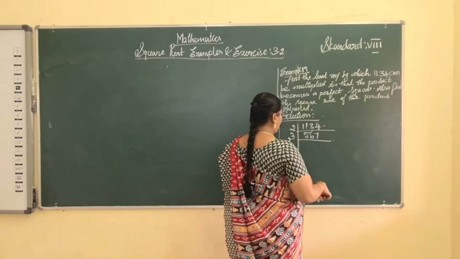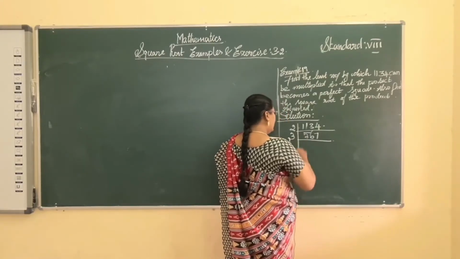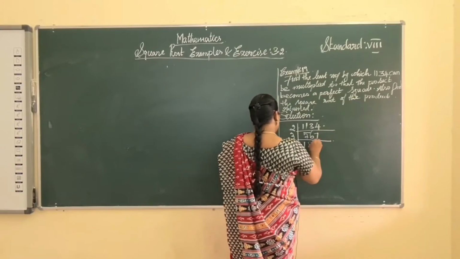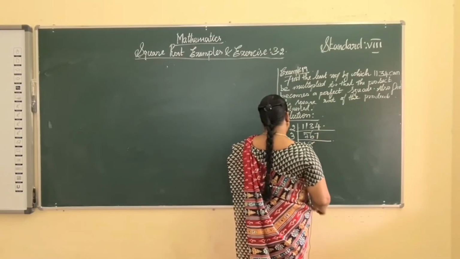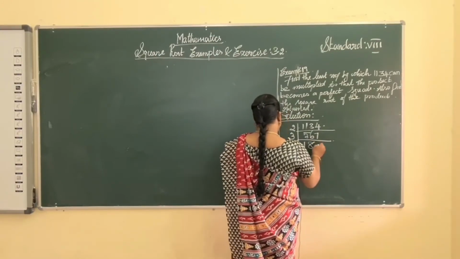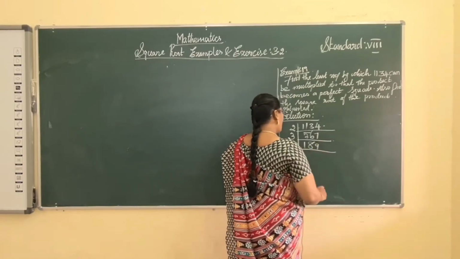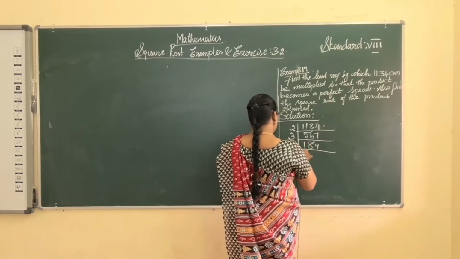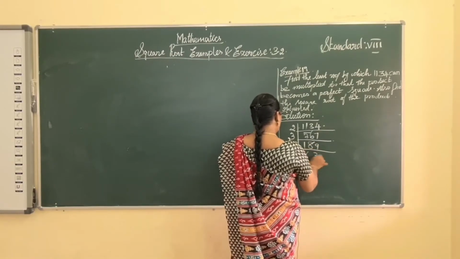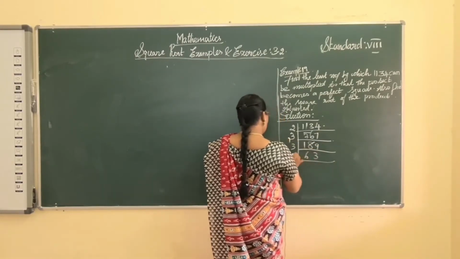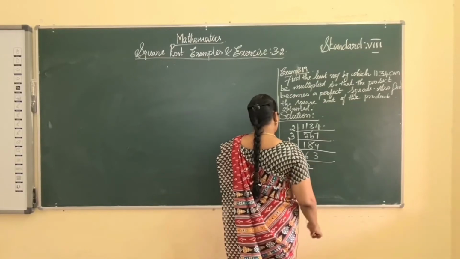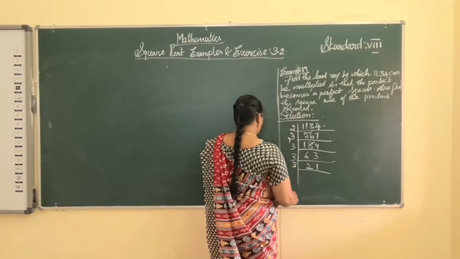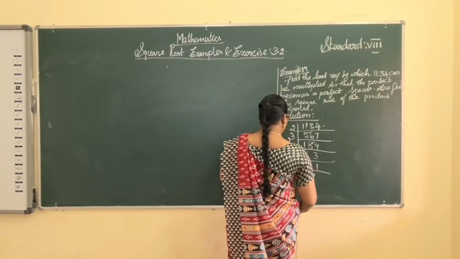So apply the second prime factor 3. So 3 1s are 3, remaining 2, 3 6s are 18, 3 8s are 24, and remaining 2, 9 3s are 27. And again 3 table, 3 6s are 18, 3 3s are 9. Again 3 table, 3 2s are 6, 3 1s are 3, and then 3 7s are 21.